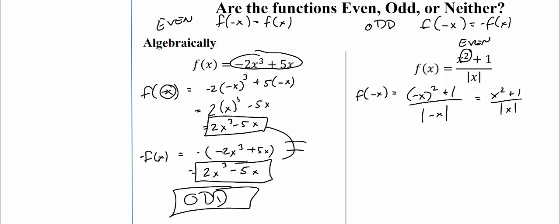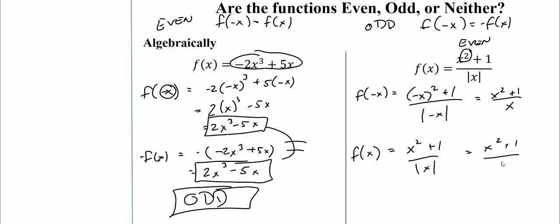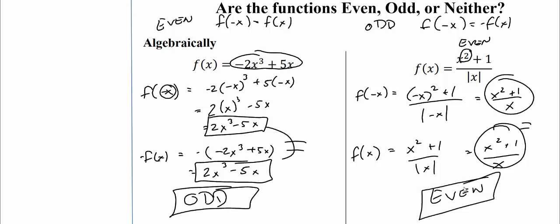Okay, so I'm actually going to get rid of those bars on the bottom. So there we go. I got rid of the absolute value bars because the absolute value of a negative is positive. So then this has to equal f of positive x. So that's just x squared plus 1 over the absolute value of x. Since these two are equal, this is an even function. Okay, it is an even function.